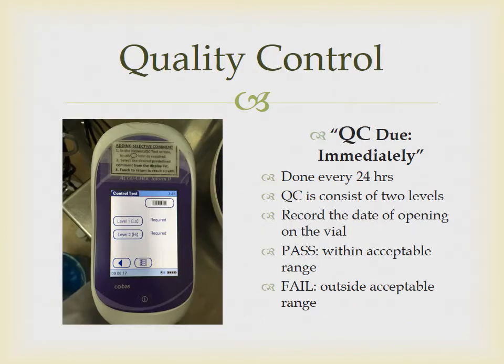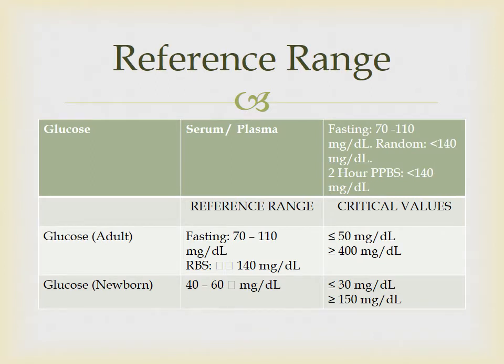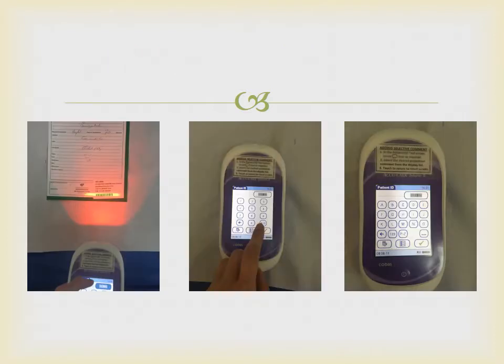The following must be done for quality control. QC is done every 24 hours. QC consists of 2 levels. Record the date of opening on the vial. Pass, if within acceptable range. Fail, if outside acceptable range. Check the table for the reference range and critical values for the glucose of adult and newborn. Check with your unit preceptor regarding the complete process according to hospital policy in using the Accu-Chek for the blood glucose monitoring of your patient in the units.